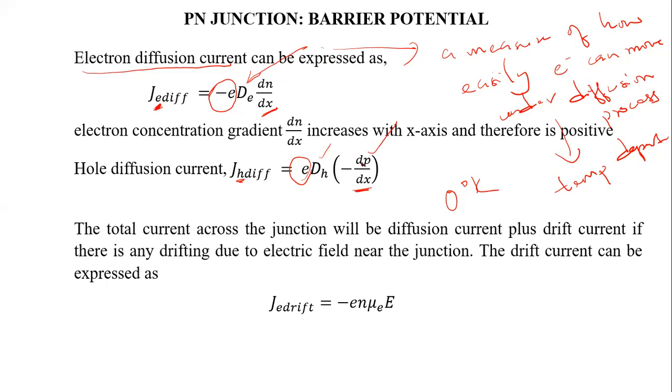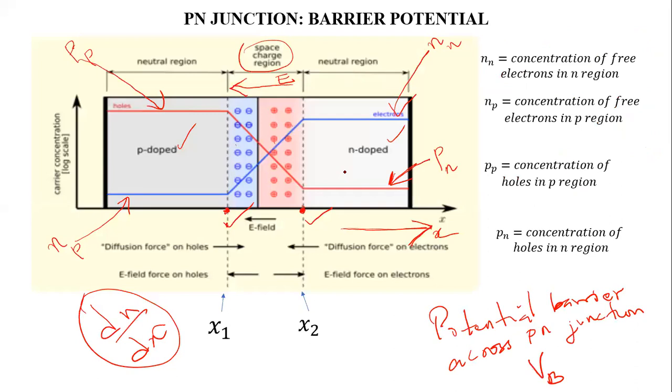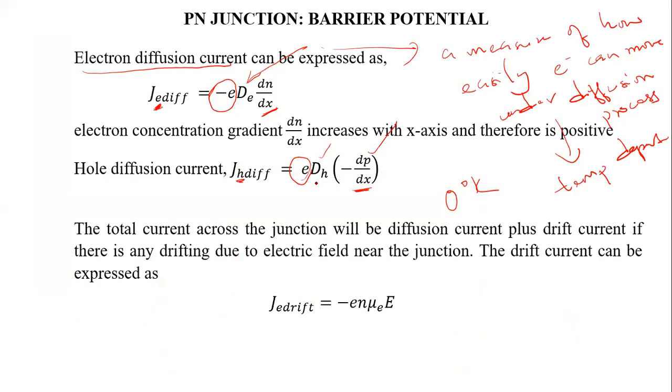The concentration gradient is taken as negative here for holes. The reason is that on the left side, we have a p-type, which has a high concentration of holes. But if you move towards the right side, that is, along increasing x value, the hole concentration falls from this to this. Therefore, del p upon del x is taken as negative here.